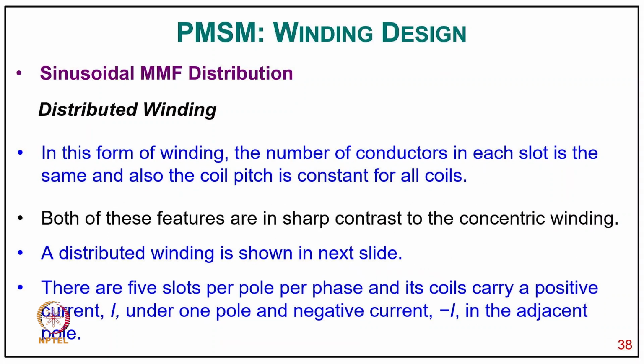Now coming to distributed winding. In this form of winding, the number of conductors in each slot is the same, and also the coil pitch is constant for all the coils. Both of these features are in sharp contrast to the concentric winding, and distributed winding is shown in the next slide. There are 5 slots per pole per phase, and its coil carries a positive current I under one pole and negative current minus I in the adjacent pole.